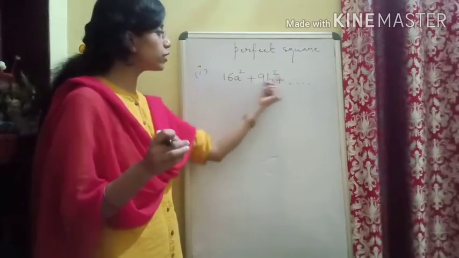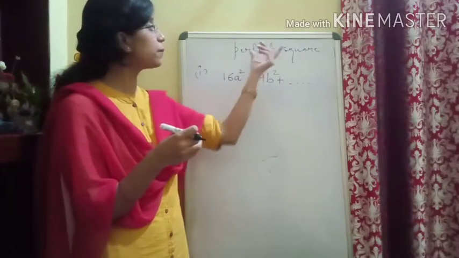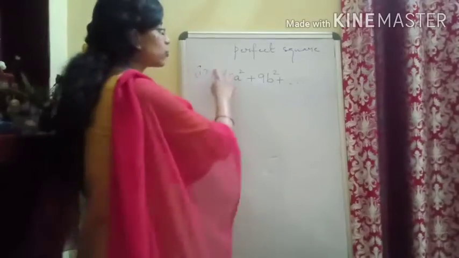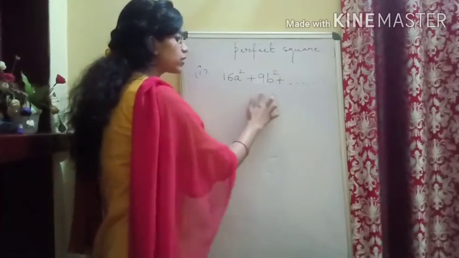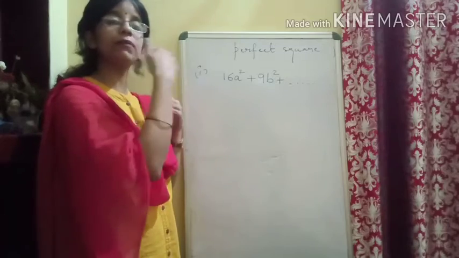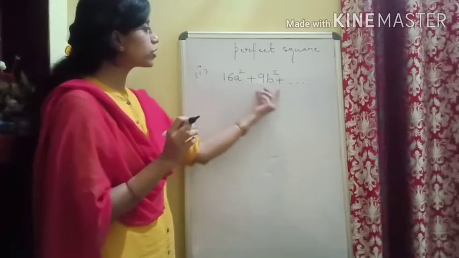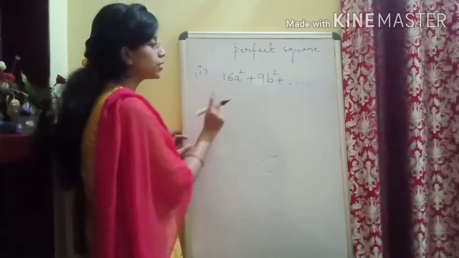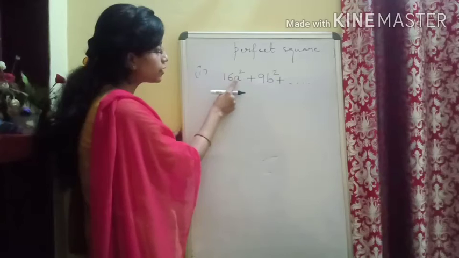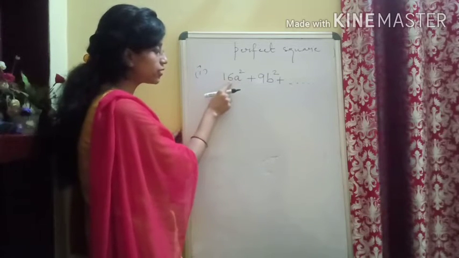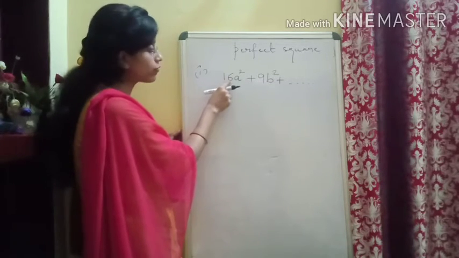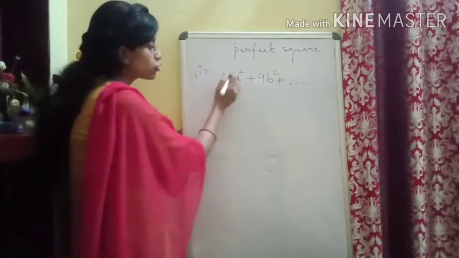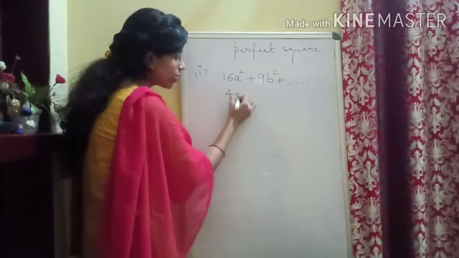Now let's see once more. We have to fill the blank and we have to make it a perfect square. Perfect square means whatever we are going to write, we have to write it as a perfect square of some other term. So first we are going to see what we are going to write here in the blank. Now before that, you see, this is a square given. Can we write the number along with this as a square of some number? Is 16 a perfect square? Yes, it is a perfect square of 4. So we can write it as 4a whole square.